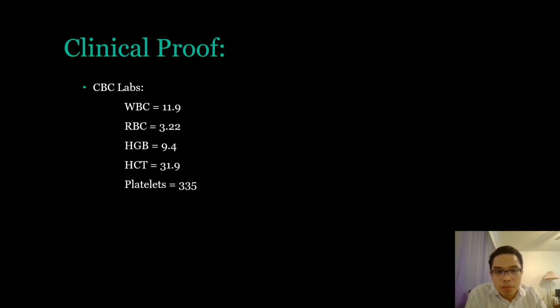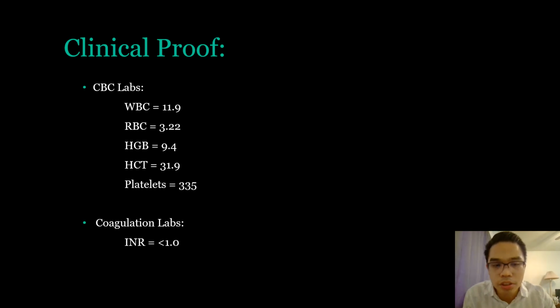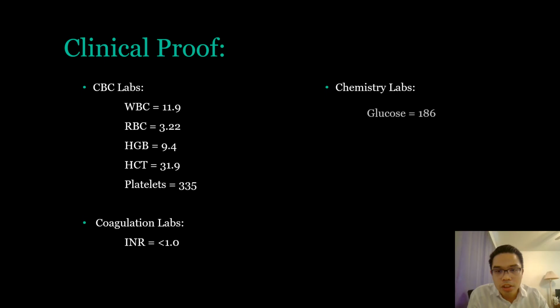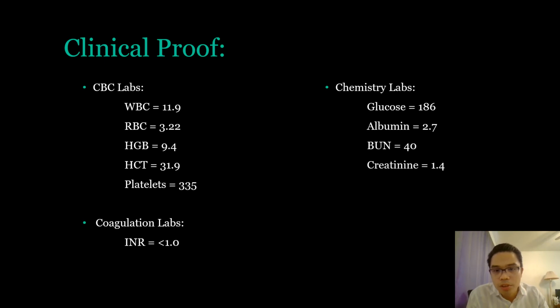So moving on, the labs that I have here: he has white blood cells of 11.9, RBC of 3.22, hemoglobin of 9.4, hematocrit of 31.9 with platelets of 335. Coagulation INR is less than 1.0. Chemistry labs has a glucose of 186, which is very high, albumin of 2.7, BUN of 40, creatinine 1.4, sodium 144, potassium 4.7, and chloride 115.